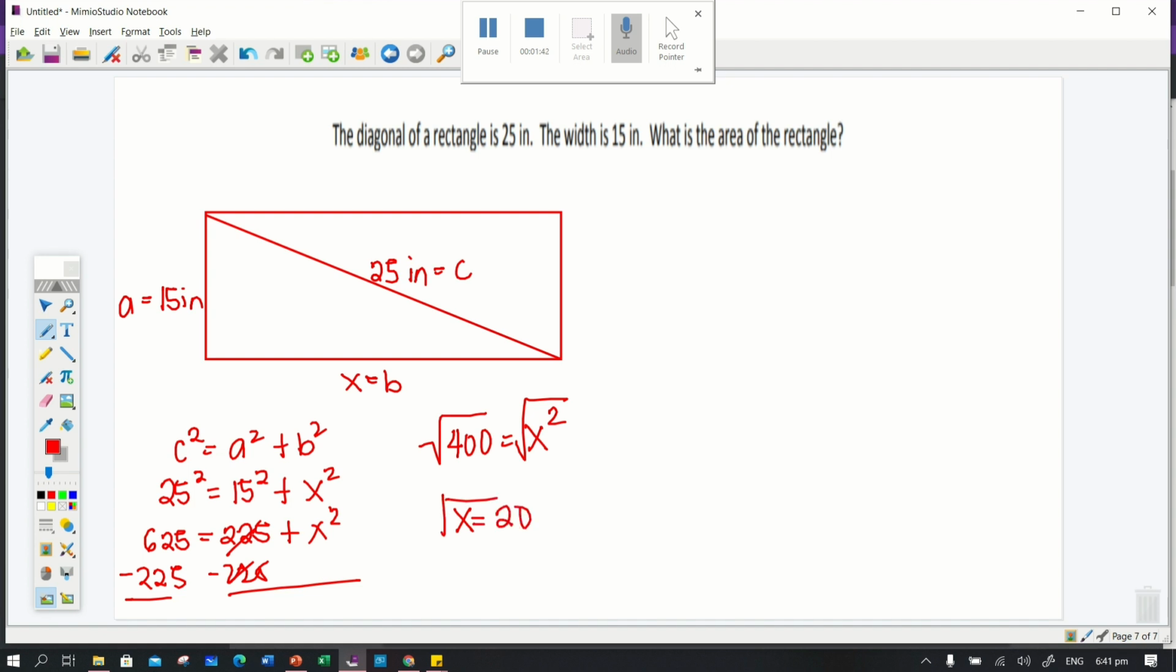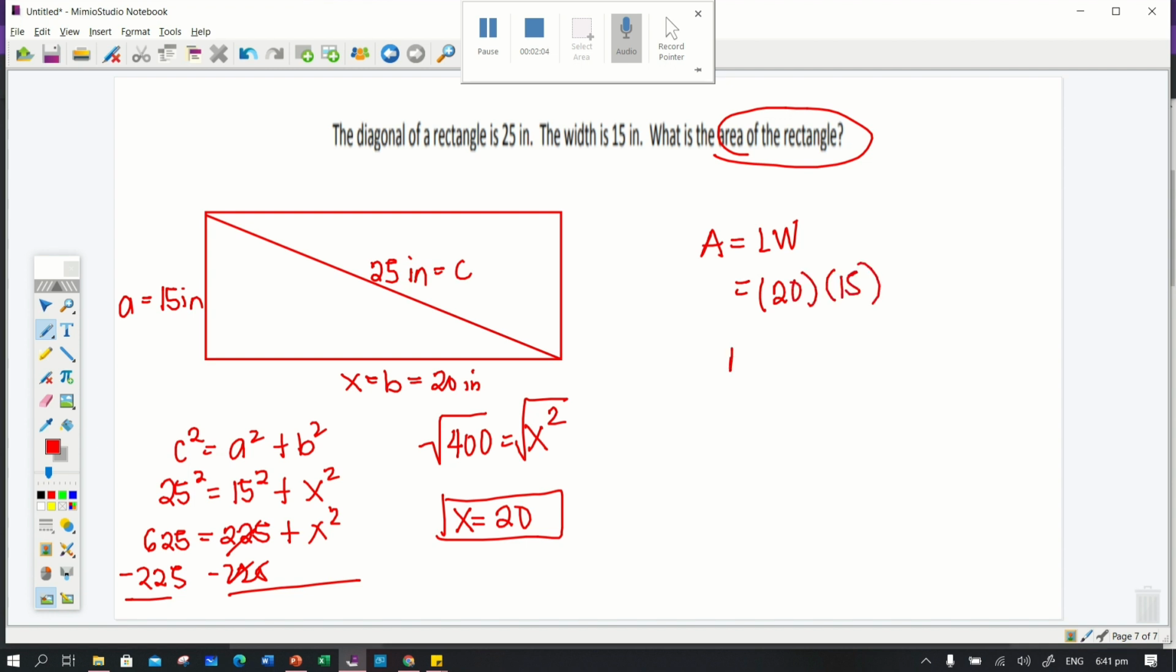Extracting the square roots, we will have x is equal to 20. So take note, this is the measure of the length. Okay, so this is 20 inches. But we're looking for the area of a rectangle. And to find the area of a rectangle, that is simply length times the width. Since we already know the measure of the length, that is 20, and the width is 15, then the area is equal to 300 square inches. Okay, so that's how you solve this kind of problem.